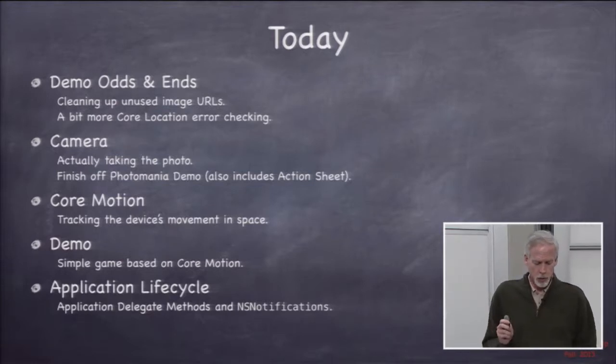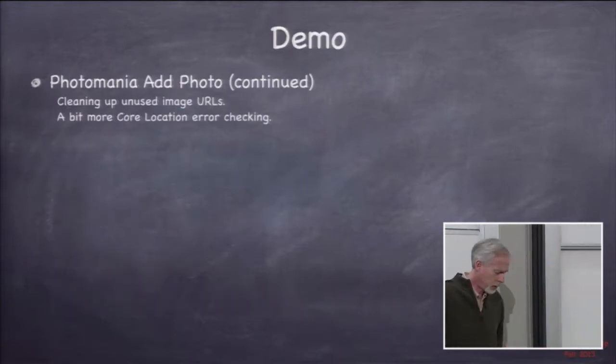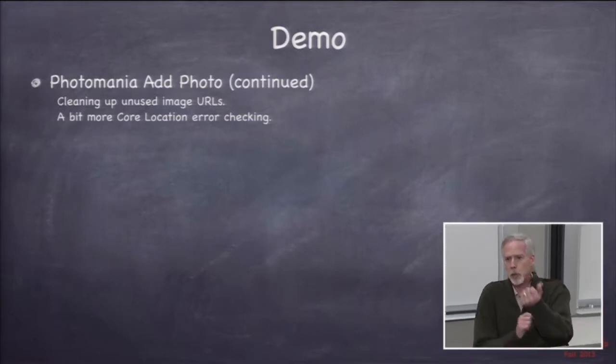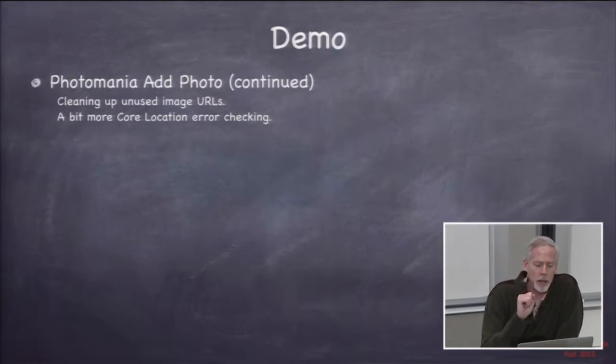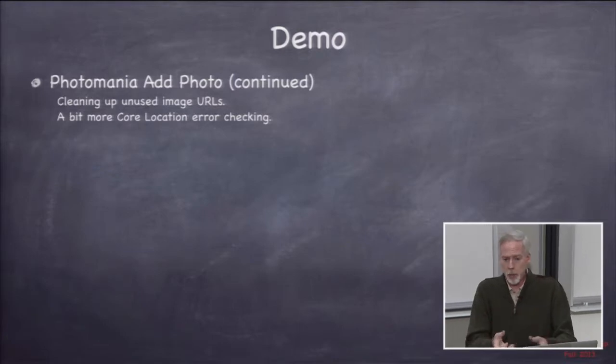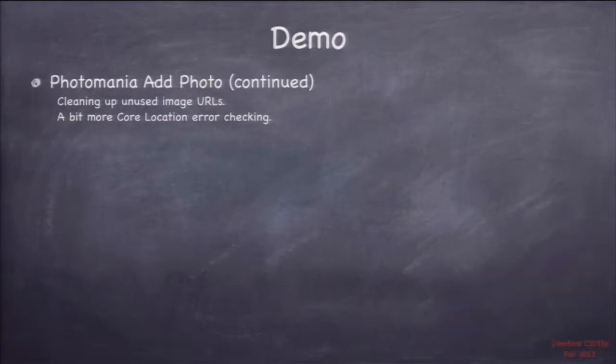All right, so let's talk about the demo. I'm going to go back to the demo here real quick and talk about two things. One was cleaning up image URLs, because the way we do our URLs is we have this getter for image URL, and anytime someone wants a URL for the image that's in our image view, we just create a file on disk and return the URL. So it's kind of on demand.